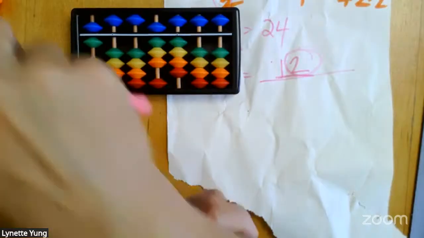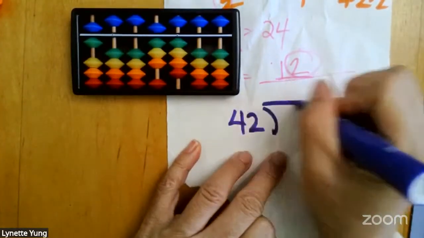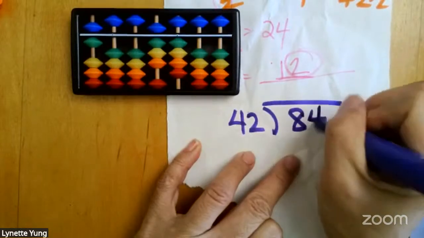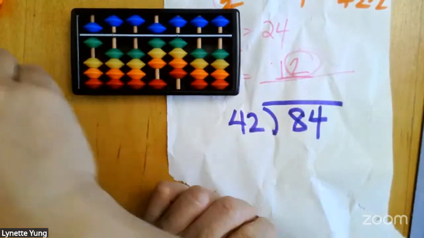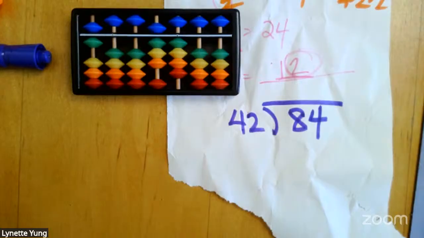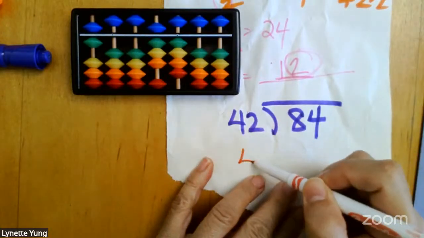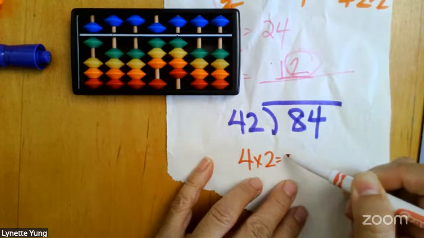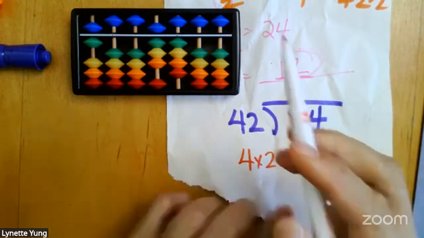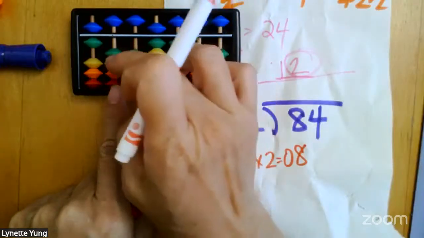Let me rewrite it. Now we're doing 4284. What do we do? 4 times 2 is 8. Right? Remember, 0, 8. So that means 0, 8. So we add the 2 here.